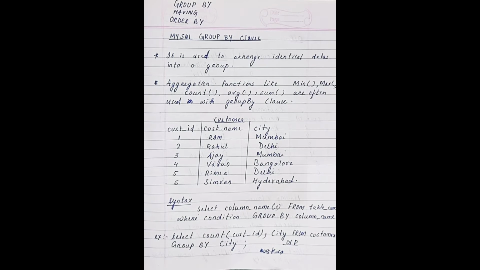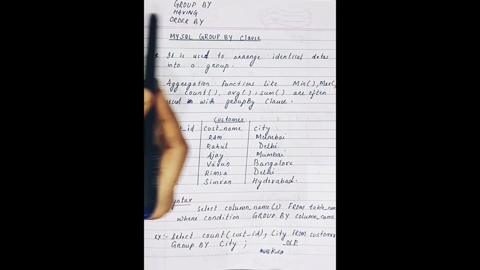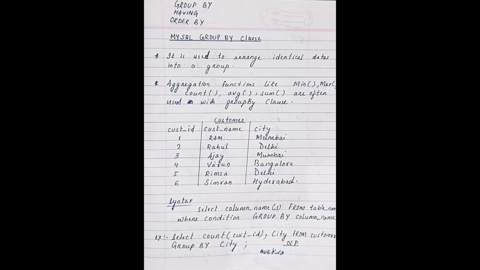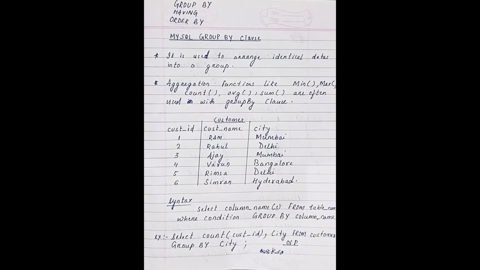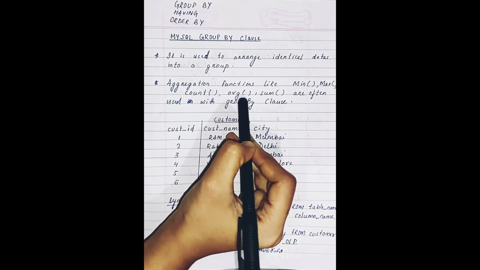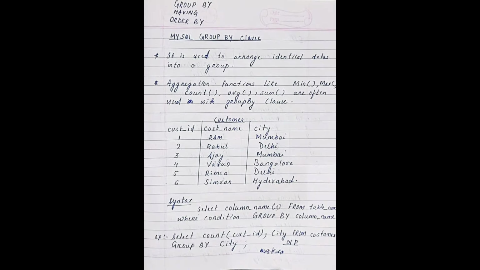Today we are going to discuss the group by clause, having clause and order by clause. Starting with the group by clause: it is used to arrange identical data into a group. Here aggregation functions like minimum, maximum, count, average, sum are often used.